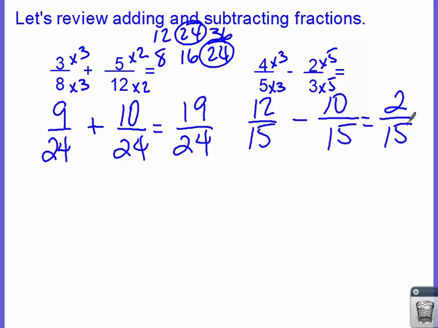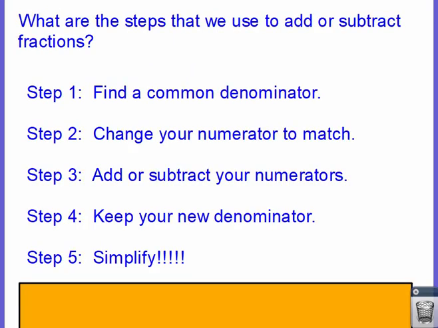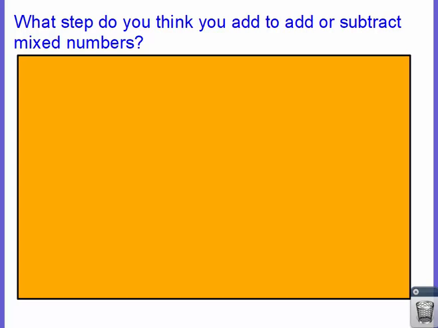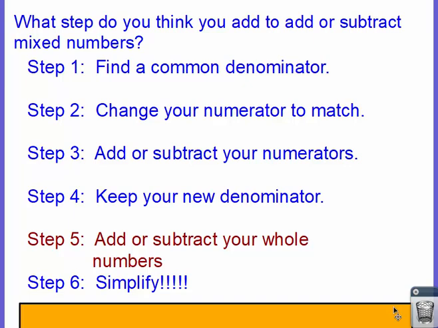Now what we're looking at today is what if I had a mixed number? What if I had 2 mixed numbers? How would my rules change? Well, our rules for regular fractions are find a common denominator, change your numerator, add or subtract your numerators, keep your denominator, simplify. Well, we have to add one step in if we're going to do mixed numbers, and that is add or subtract your whole numbers. That's what we got to look at.